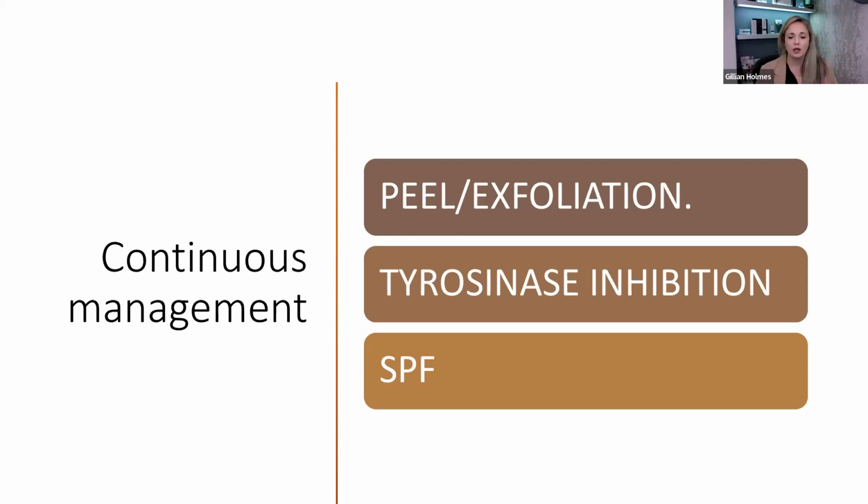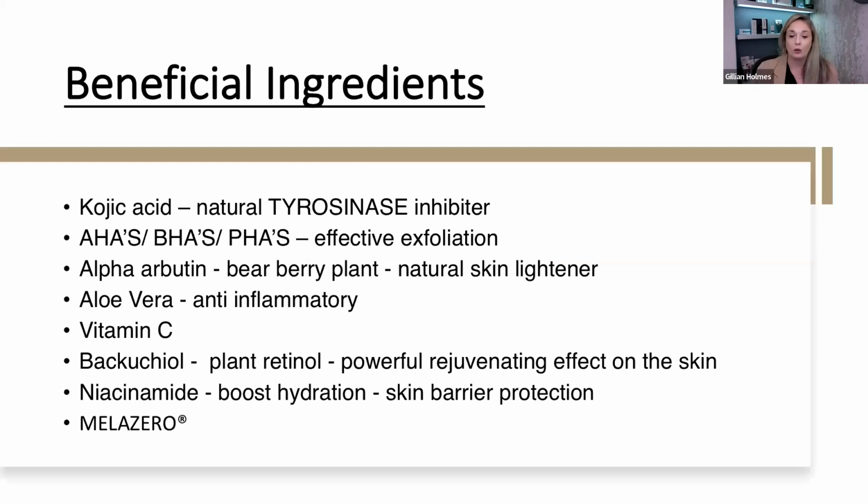In addition to that, we have to have something within our home care that is a tyrosinase inhibitor. If we cannot break that cycle of tyrosine within the skin stimulating pigment production, then it just won't be successful. SPF, as I've already mentioned, has to be used every single day, regardless of the season, regardless of skin Fitzpatrick. If any of those 3 elements are missing, it won't work. So we have to make sure that triangle is always complete.